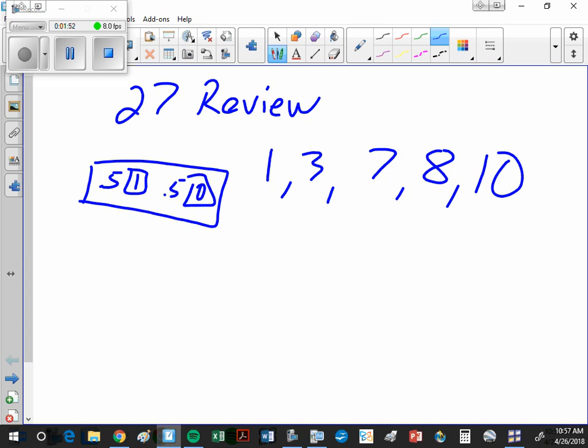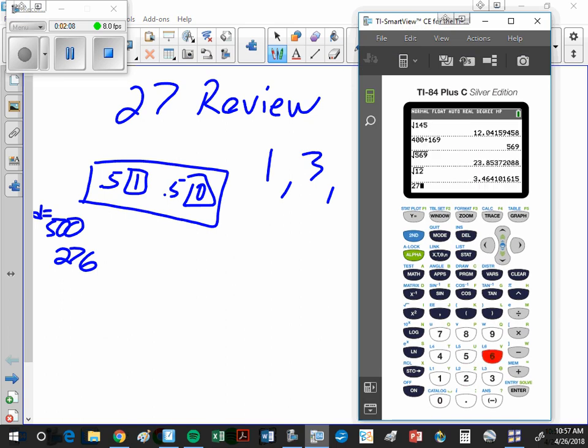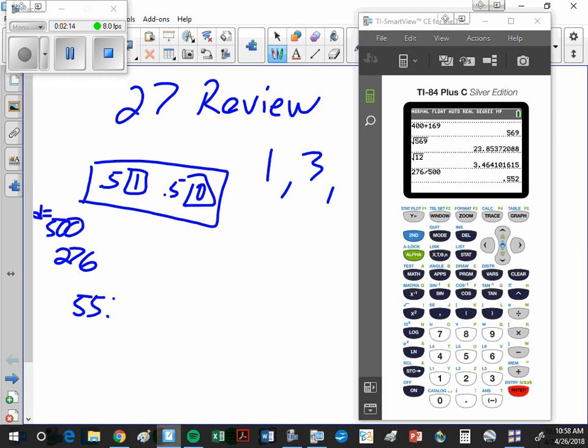Okay, but we ended up taking 500 draws, and we ended up with 276 ones. What's that as a percentage? 276 divided by 500 is 55.2%.